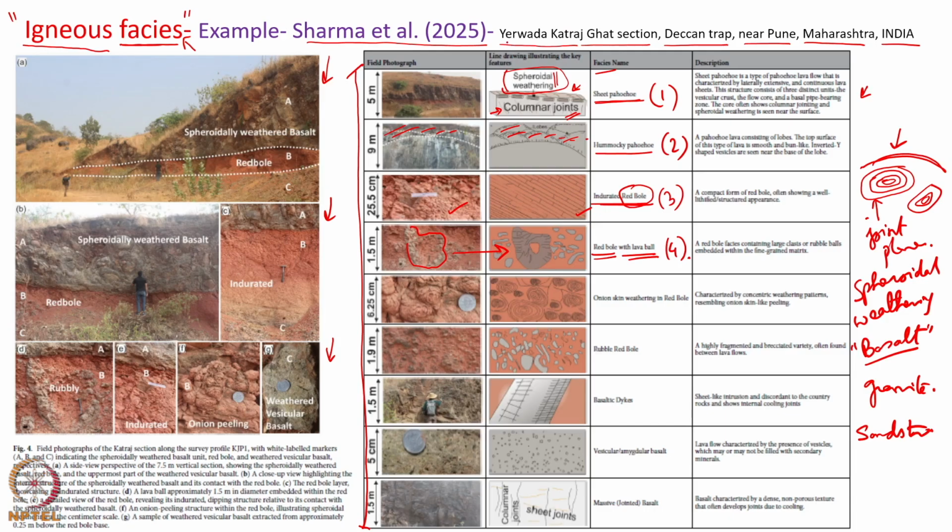In this Yerwada Katraj Ghat section, different kinds of red bowls can be identified. For example, facies 5, onion skin weathering in red bowl and rubble red bowl. These are the distinct appearances based on which the rock can be grouped. Basaltic dike can be found. Here is the dike outcrop. Then we can find vesicular or amygdular basalts as the 8th variety of facies, and then massive or jointed basalt, the 9th variety. So, in this way igneous facies can be defined.